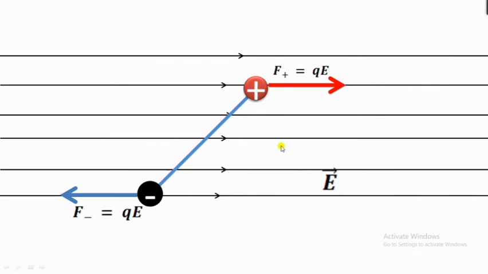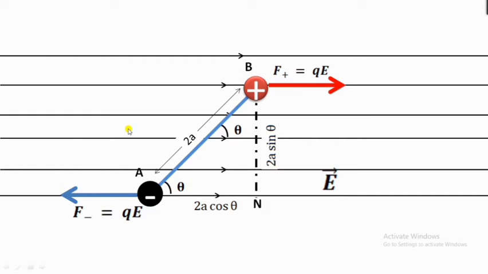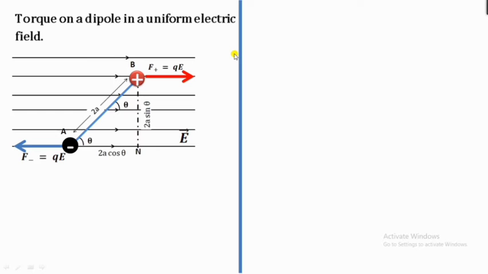Now I am considering the same diagram. E is the electric field, forces are F plus and F minus, and suppose theta is the angle between the dipole and the electric field, so this angle will also be theta, and 2a is the distance between two charges. The perpendicular distance between two forces will be 2a sin theta, and this distance will be 2a cos theta. Now I'm giving the names A, B and N for these points. Now I'll use this diagram to derive the expression of torque.